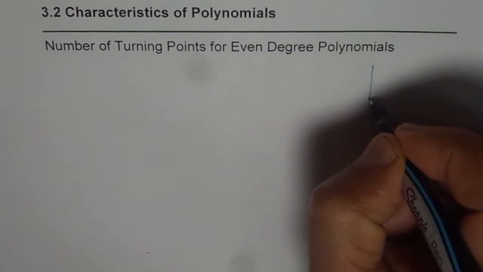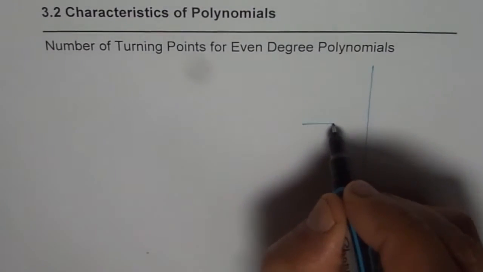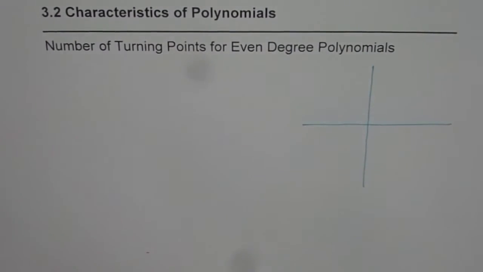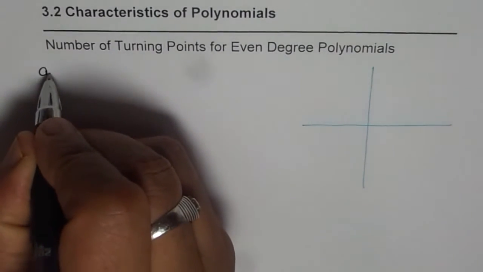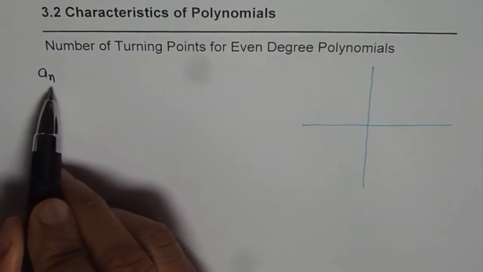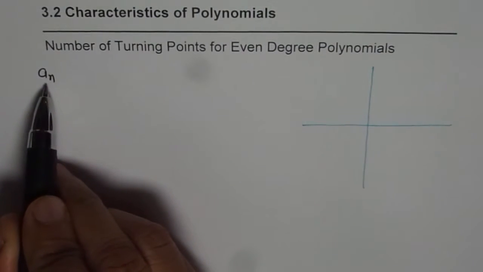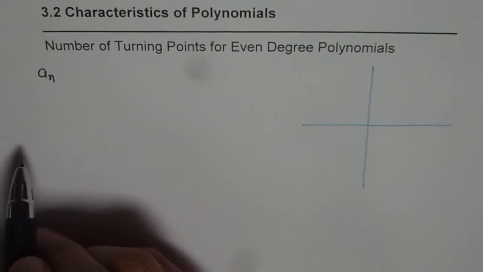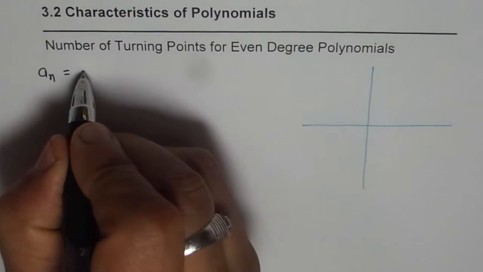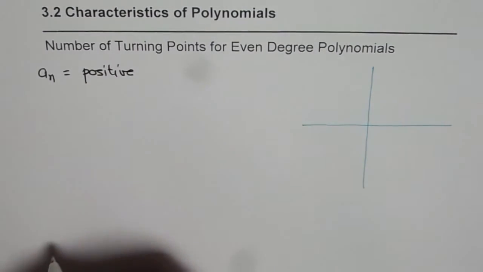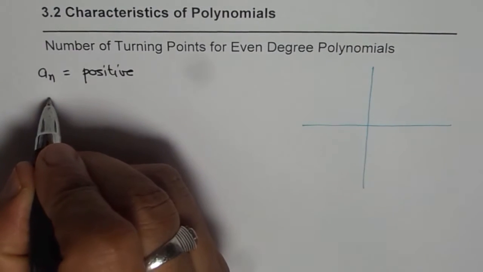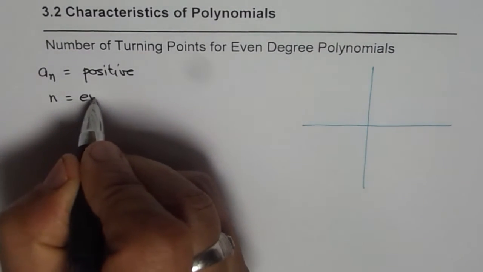So what I will do is sketch a few even degree functions here, and then we will discuss it. So let us assume for the time being that we have a leading coefficient, let me say an. Whenever I write an, assume that an is the leading coefficient we're talking about. Let us assume the leading coefficient is positive, right? And for our case, we know n is even.